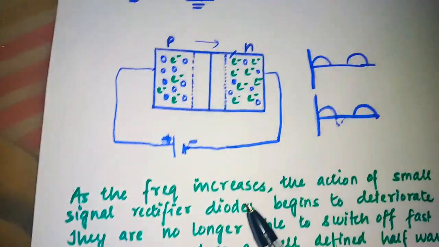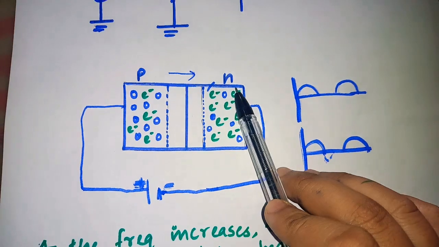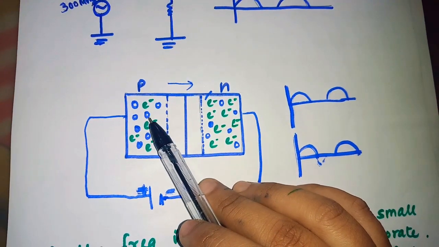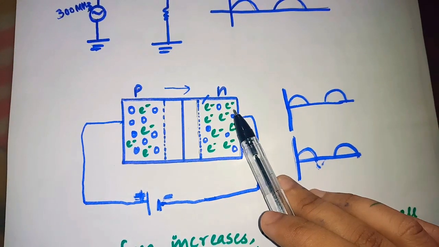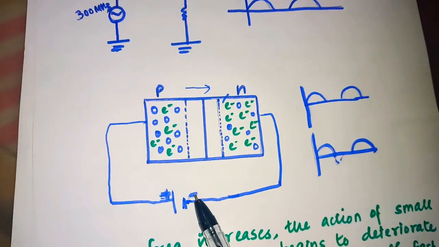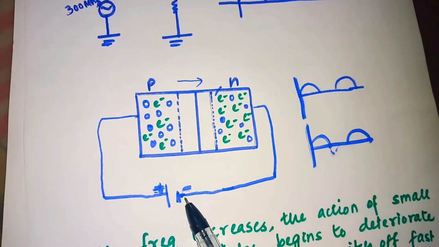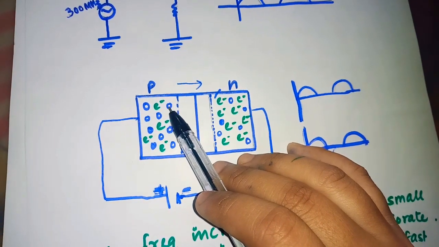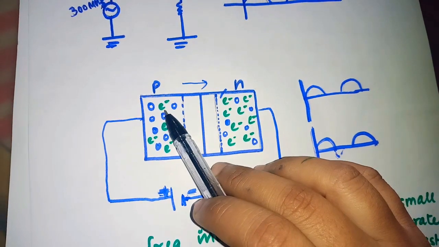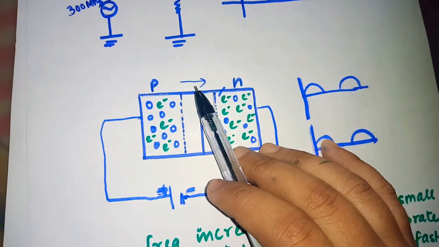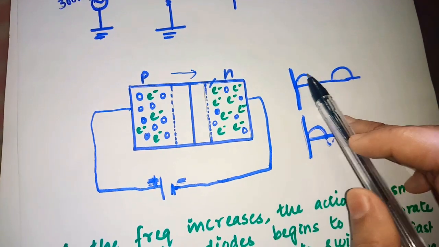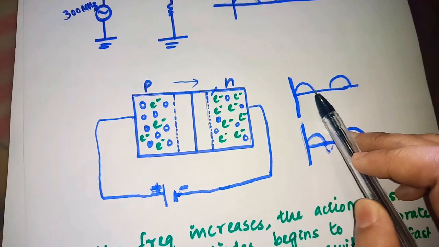So let us see. In a PN junction diode, we know that the majority carriers on the P side are holes and the majority carriers on the N side are electrons. Now we will take the forward bias. Some of the holes will move to the N side and some electrons will move to the P side, so the direction of current will be in this direction. So in forward bias, that is the positive half cycle, it's okay.